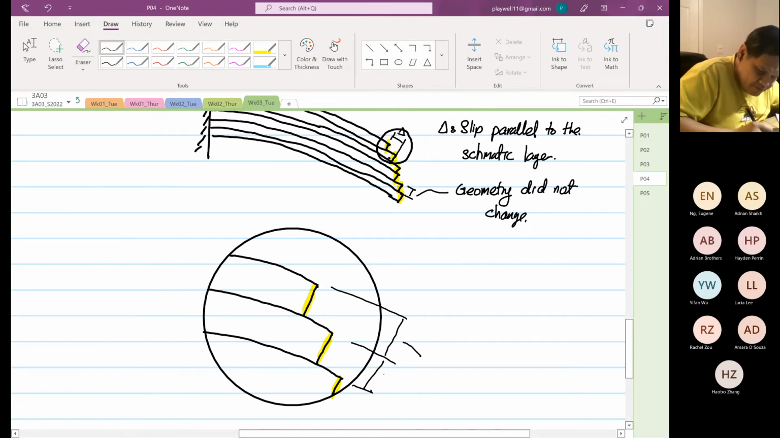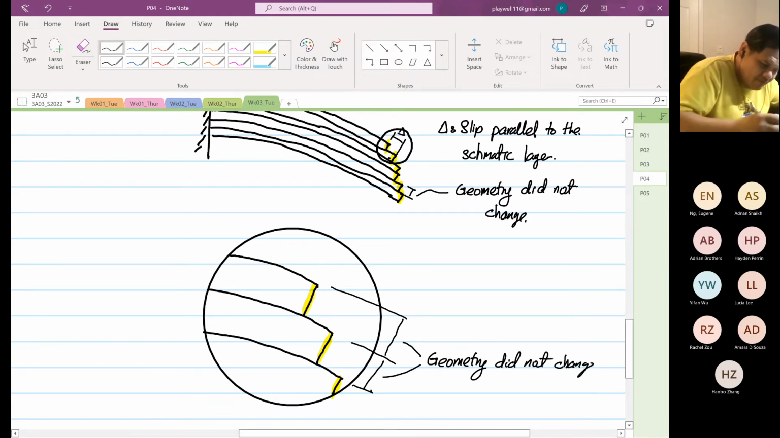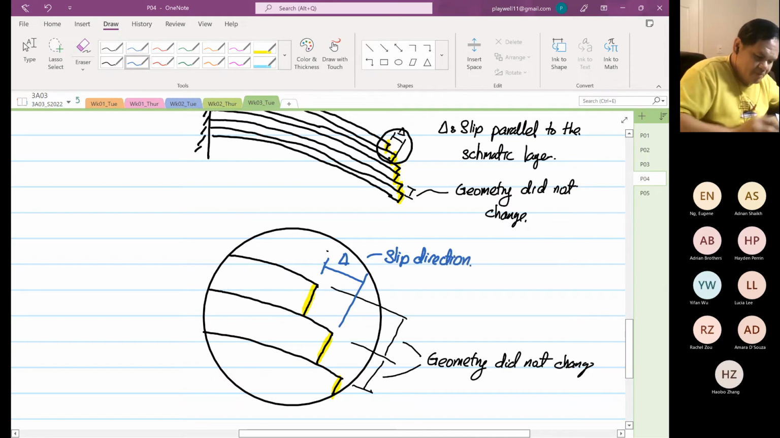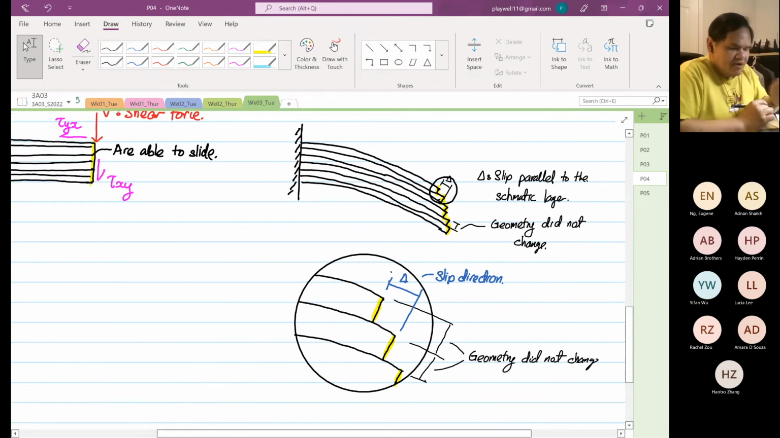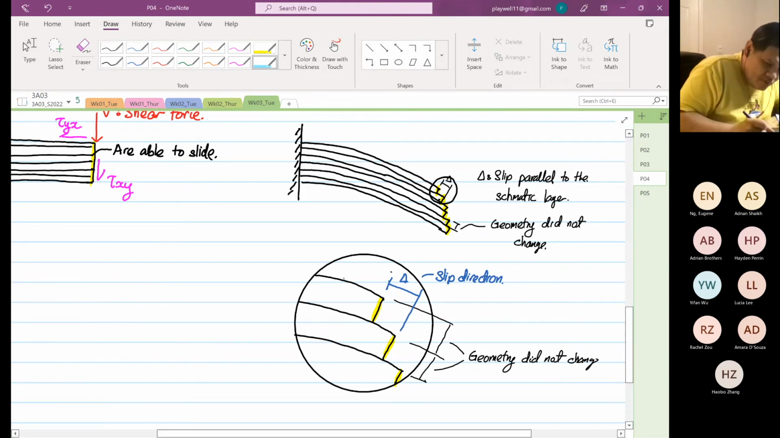Okay, so both of these geometries did not change. However, what you see is you are having slip, right? So this is our slip direction. Okay. So what is the confusing bit? The area of failure or the surface of failure or the shear stress is acting on the yellow highlighted surfaces. But the failure is acting in the blue direction.